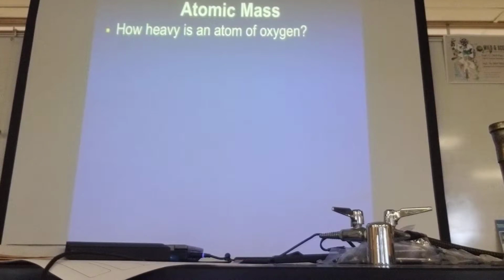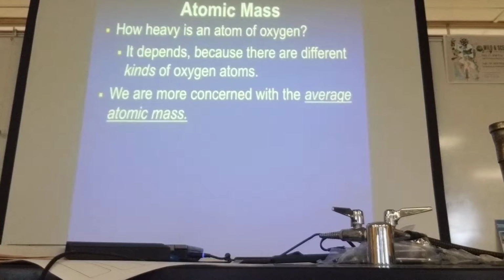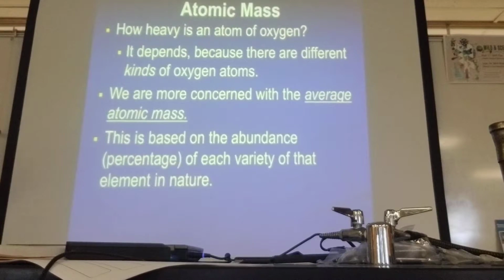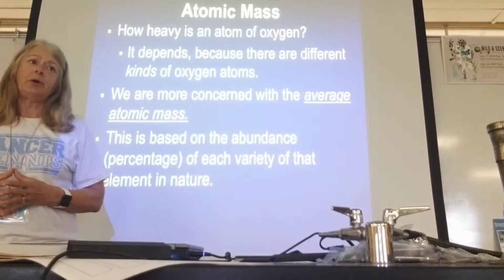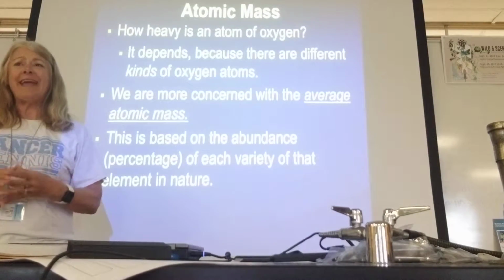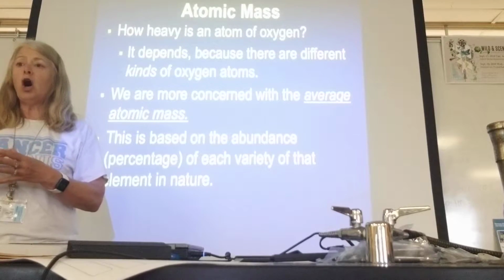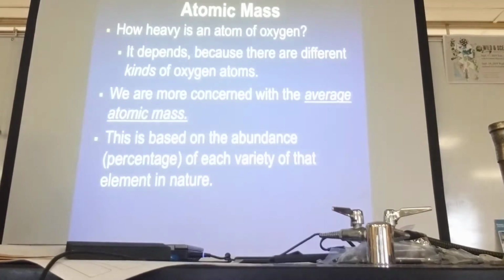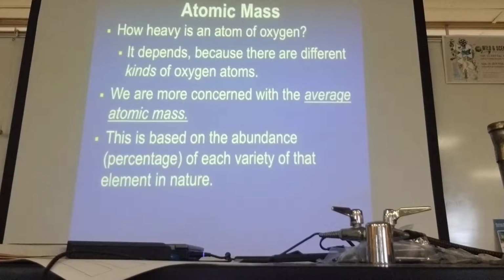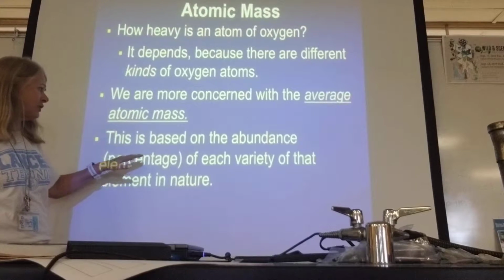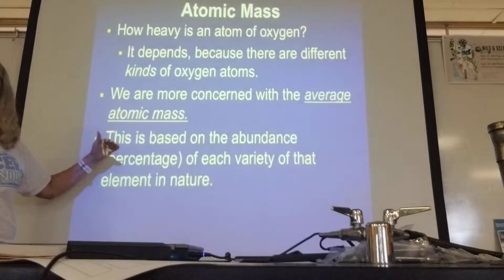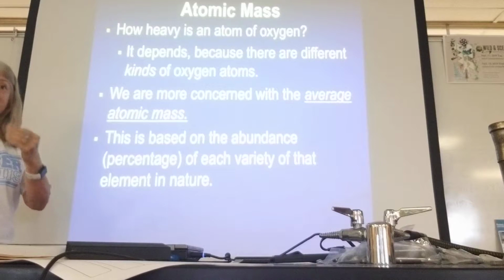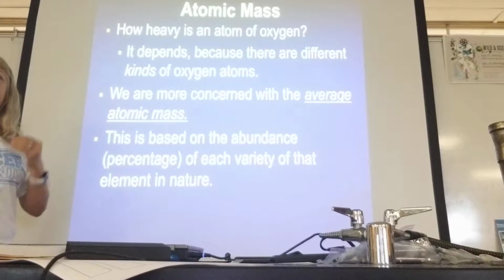How heavy is an atom of oxygen? It depends. We are concerned with average atomic mass. When you look at this periodic table, the red number you see is a weighted average of all naturally occurring isotopes. We call that, the natural occurring isotopes, the abundance, the percentage of each type of isotope that is present in nature.